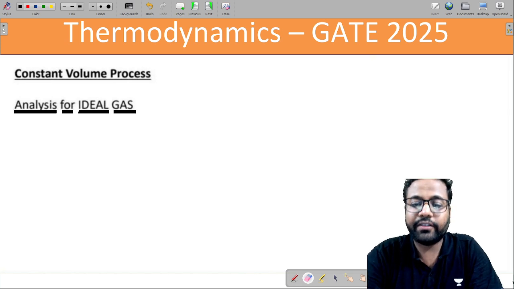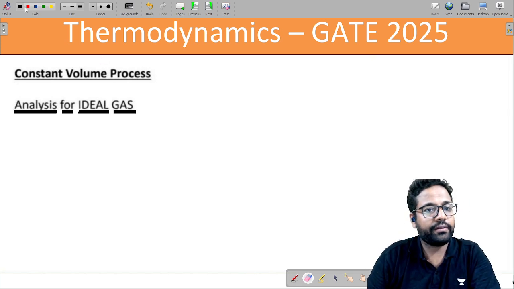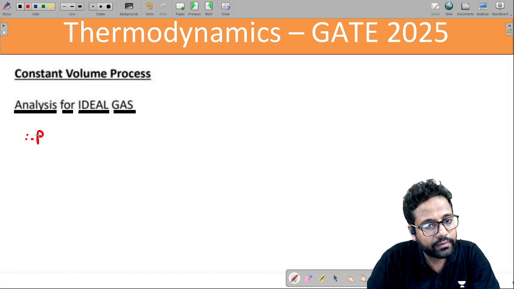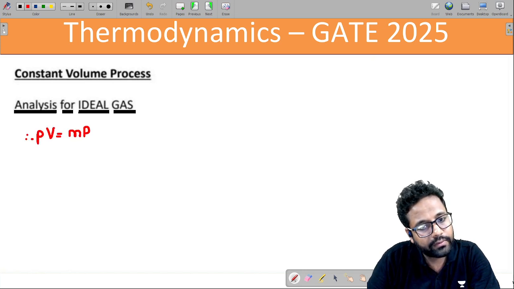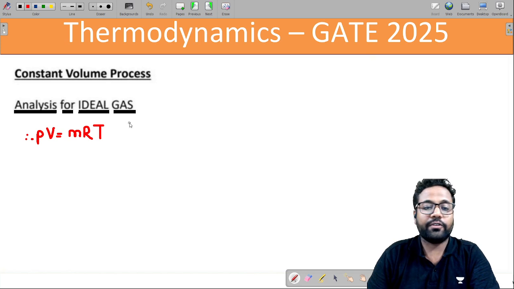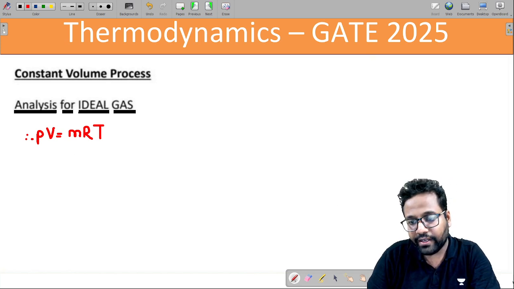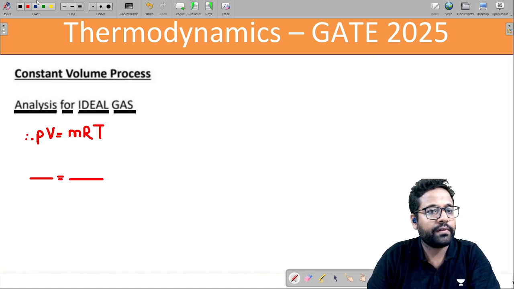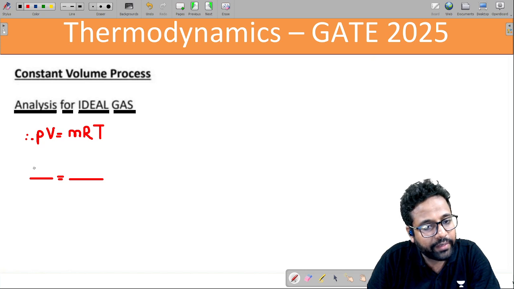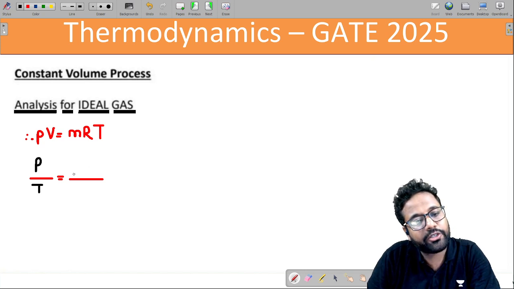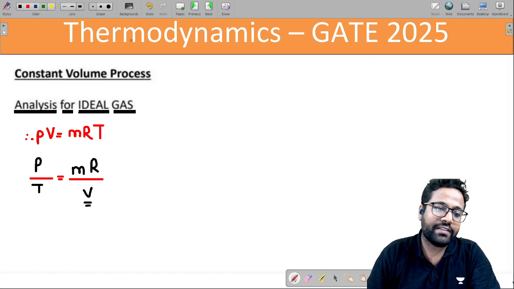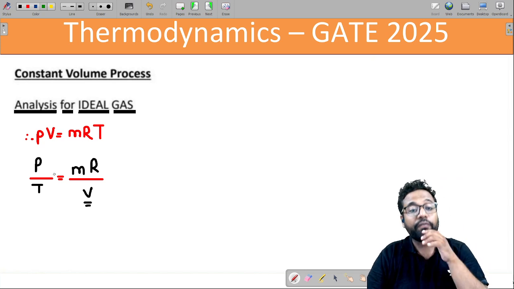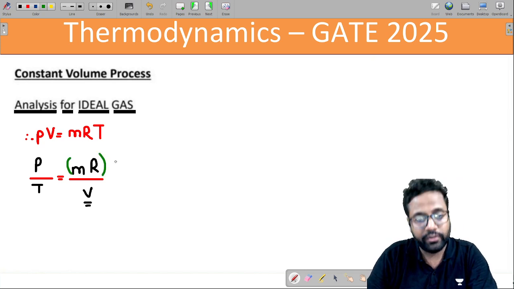Now बच्चा, doing the analysis for an ideal gas. Sir, ideal gas equation क्या है? Sir, PV is equal to mRT, the ideal gas equation. So if I rearrange some terms, sir, I can say that P upon T will be equal to mR upon V. Now, sir, what is the reason for rearranging them in this way? Sir, the reason is, let's say we are having a fixed mass of an ideal gas. So mass is constant. The value of R, which is your characteristic gas constant, is also fixed.